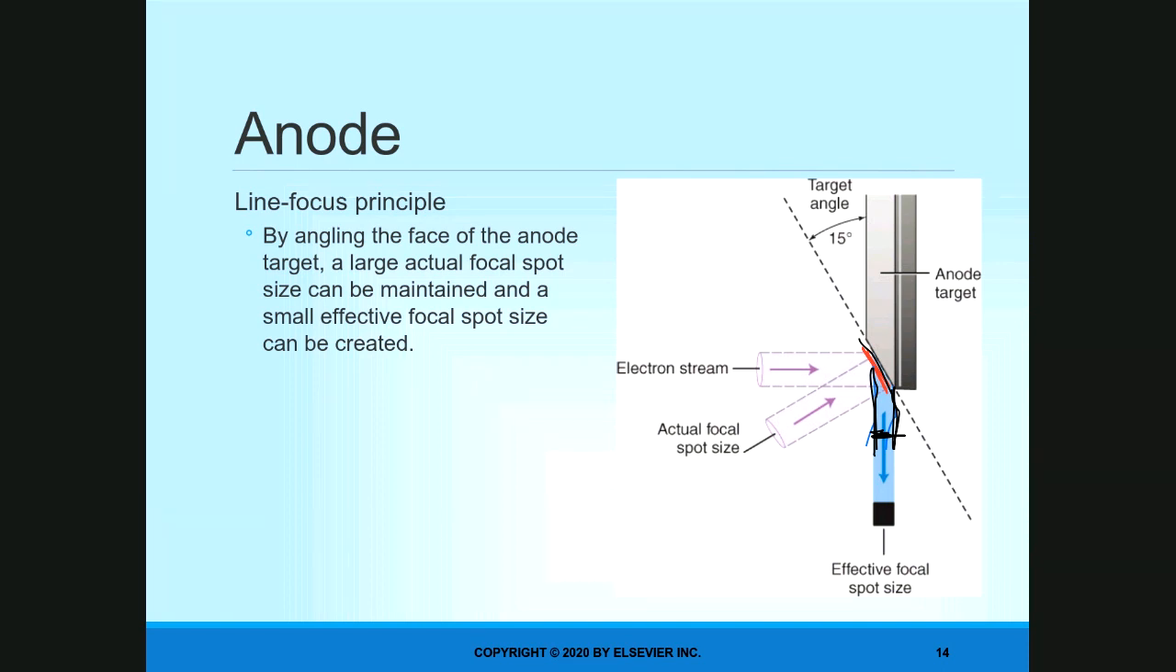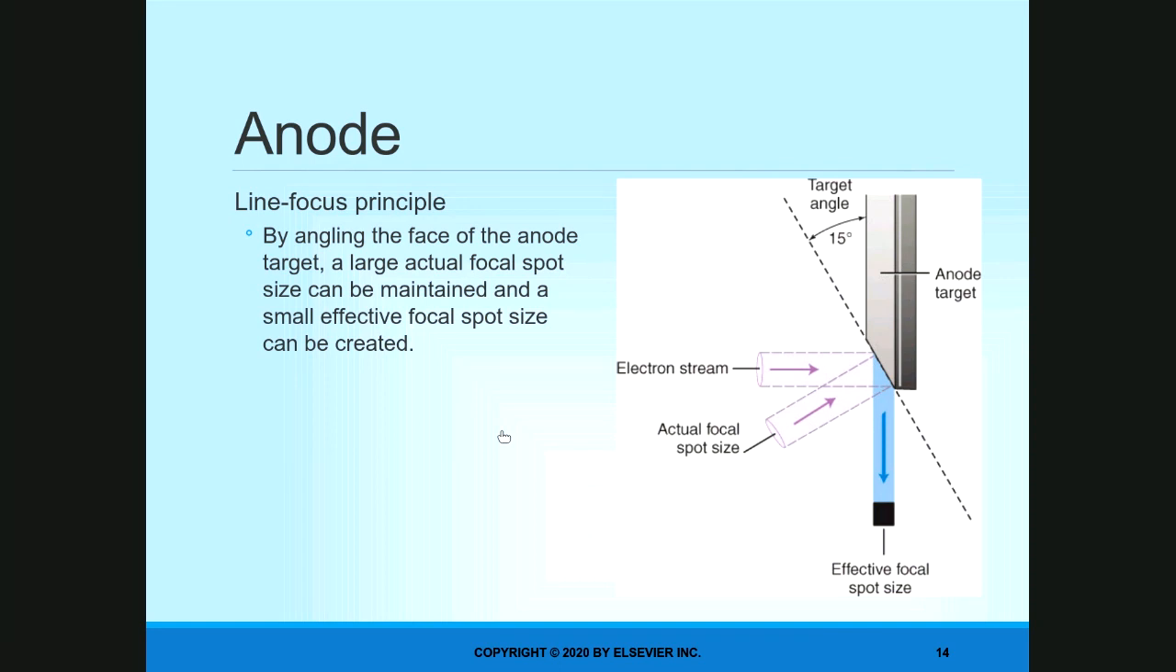So the effective focal spot is always smaller than the actual focal spot. And what that allows for is resolution. That allows us to have the most amount of resolution on our image. So let me go back to that again. The line focus principle basically says that if you angle the face of the anode, you can have a large actual focal spot size, a large area that can get bombarded with the electrons, and it will still create a small effective focal spot, which gives us much better resolution.